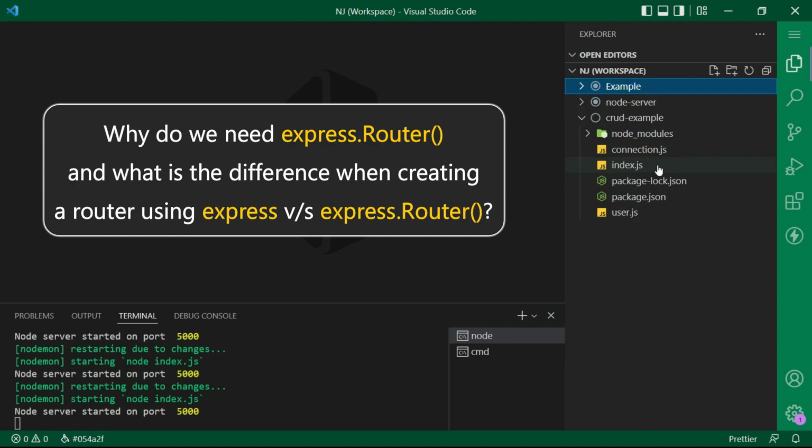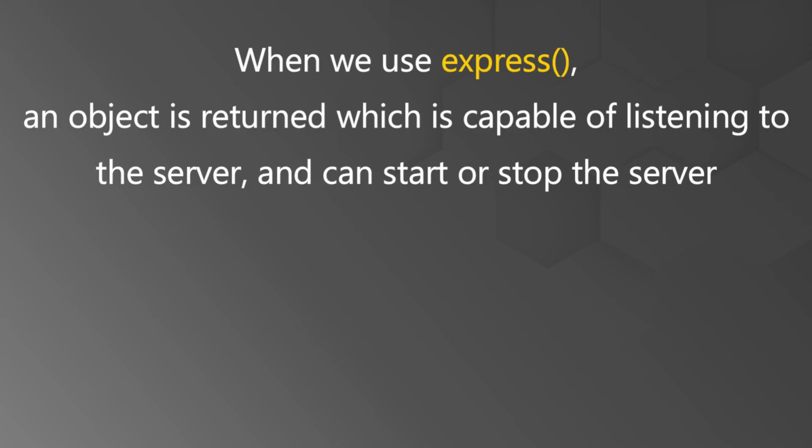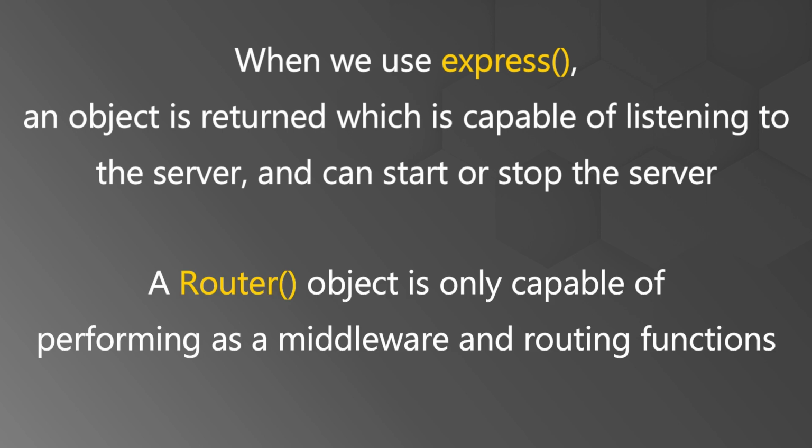So why do we need express.Router? And what is the difference when creating a router using Express versus express.Router? When we use Express, an object is returned which is capable of listening to the server and can start or stop the server, whereas a router object is only capable of performing as a middleware and routing functions.